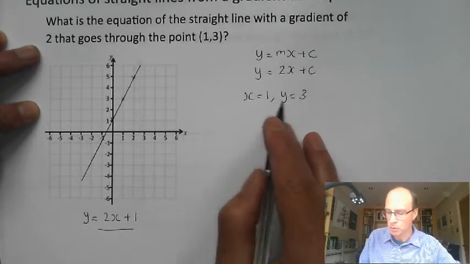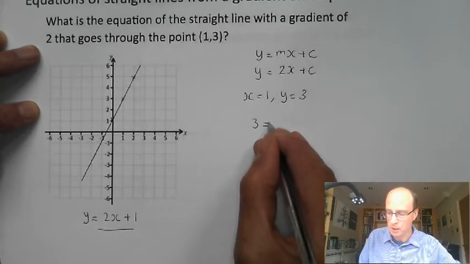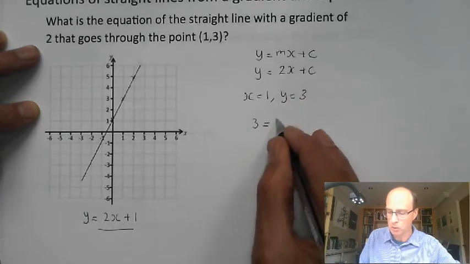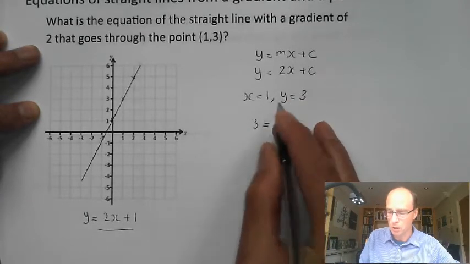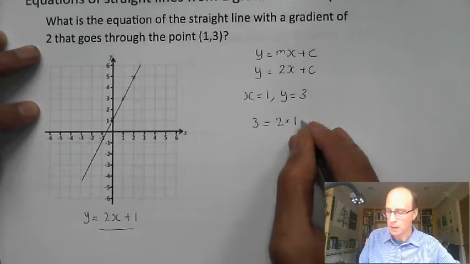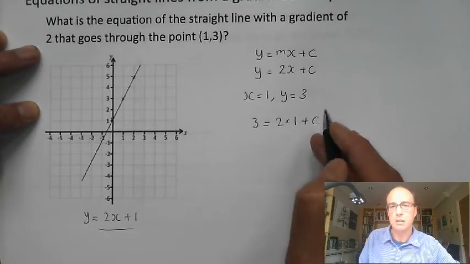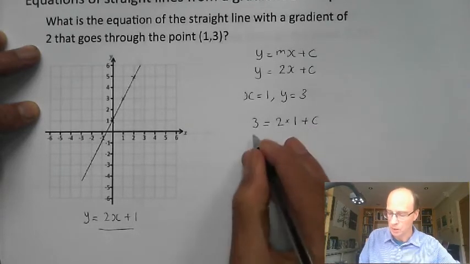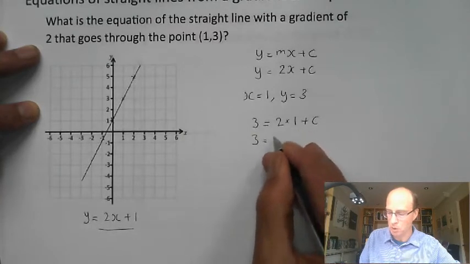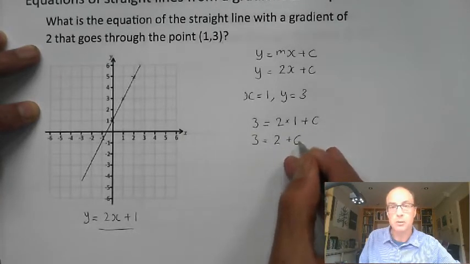So y is equal to 3. So I've got 3 is equal to 2 lots of x, so 2 lots of 1. My x value is 1. And then I'm going to add my c value, which I don't know. So I've got 3 is equal to 2 lots of 1, 2, plus c.